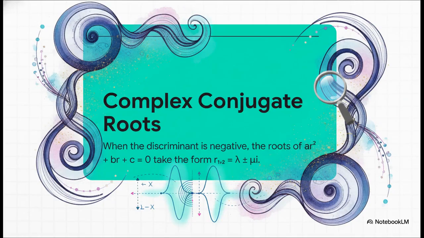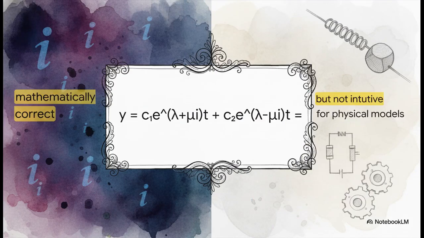See, when that discriminant is negative, the roots always show up as a team, what we call a complex conjugate pair. They have this exact form, a real part, which we call lambda, and an imaginary part, mu. So you get one root that's lambda plus i times mu, and another that's lambda minus i times mu. They're a package deal. Now, if you plug these roots into our standard formula, you get this solution right here. And, mathematically, it's 100% correct.